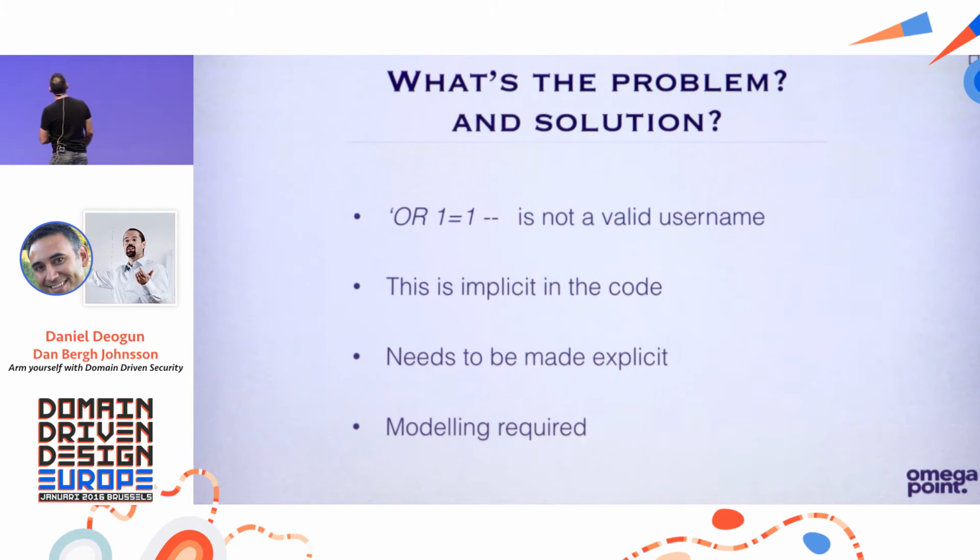So let's move on. So what was the problem and what's the solution to this? Well, as it turns out, or 1 equals 1 dash dash is not a valid username. When we ask the domain experts, that's cheating. That's not a proper username. And the fact is that when you ask the domain expert that, it's only made implicit in the code again. Because why? The developer's like, we know what a username is, that's just a string. And we really need to model this and make it explicit.